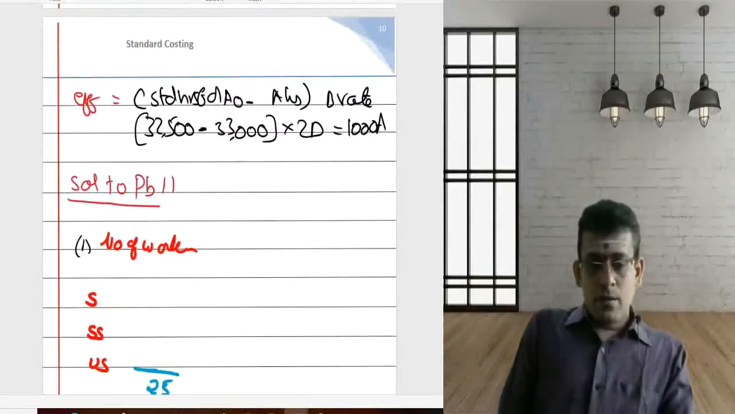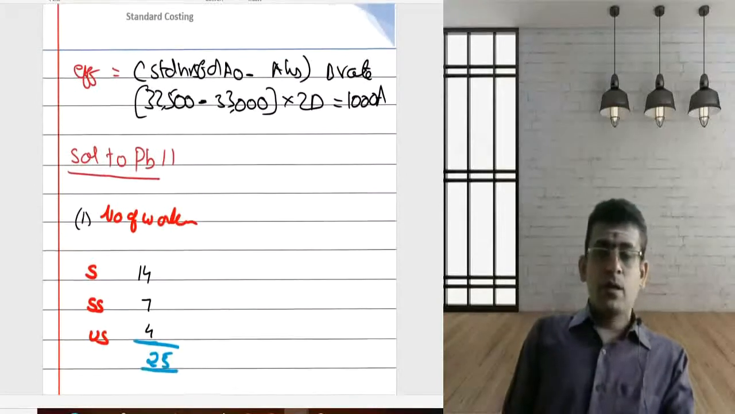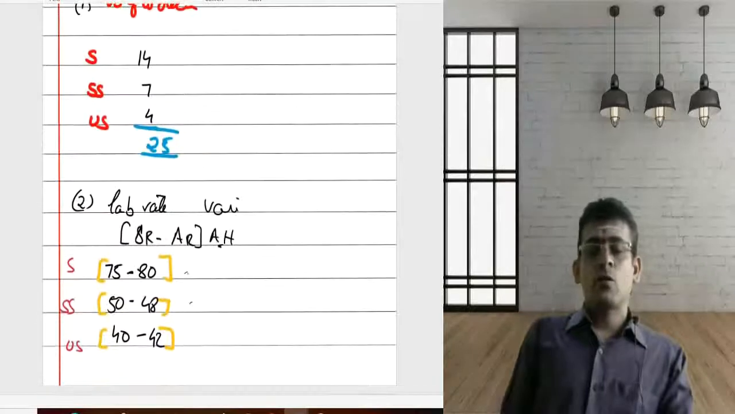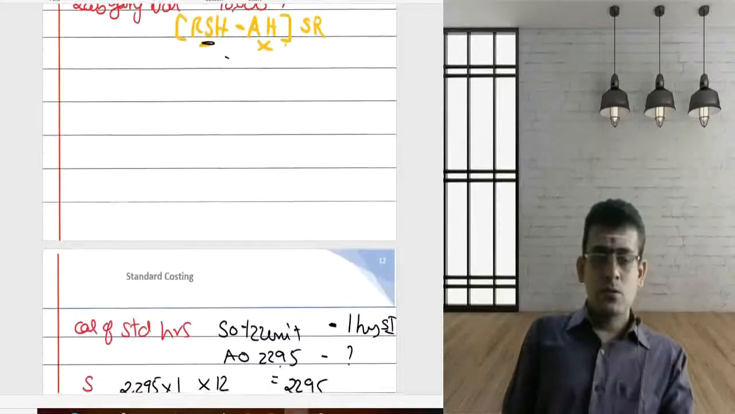Yeah, 14, 7, 4. So that's the first step. Now I need to find out my actual hours. Can't I find out now? Because how do I find out my actual hours? Already we have done it here. So how are we doing it?